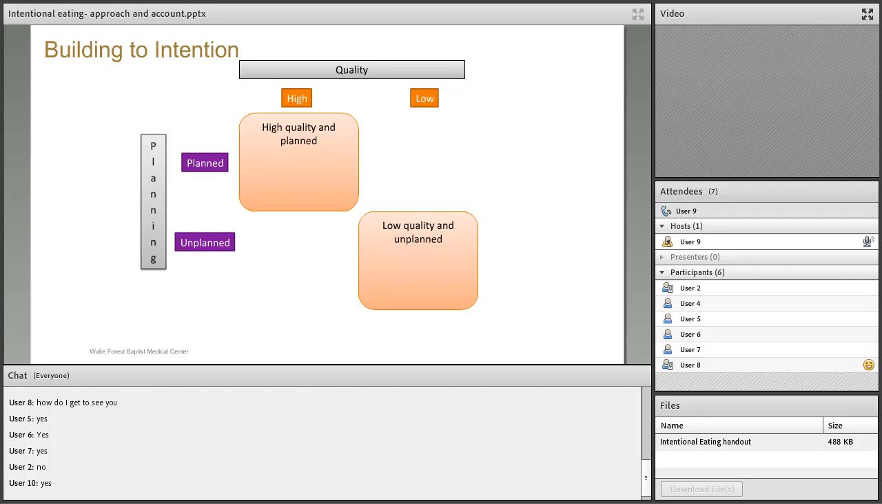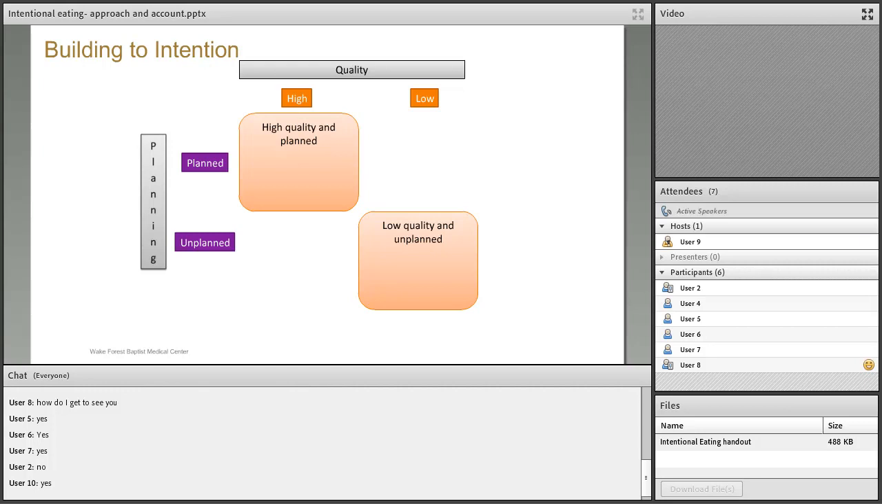Contrast that to a high quality planned meal, which would be, okay, I planned to have lunch today and I brought my healthy choice meal and I'm going to have a side salad with that, right?